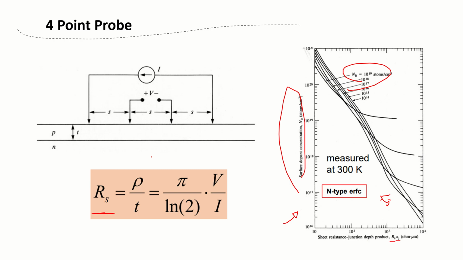But how do we measure sheet resistance? We use a four-point probe to do the measurement. The outer two probes will supply the current. The inner two probes will measure the voltage. The reason we use four-point, not two-point, is because if we use two-point, we will measure the contact resistance, and that's not what we want. So if we get the voltage and current, we can get the sheet resistance, and get more information from this graph.